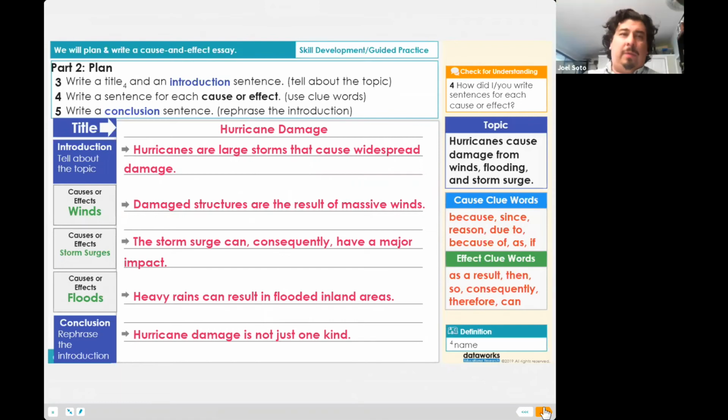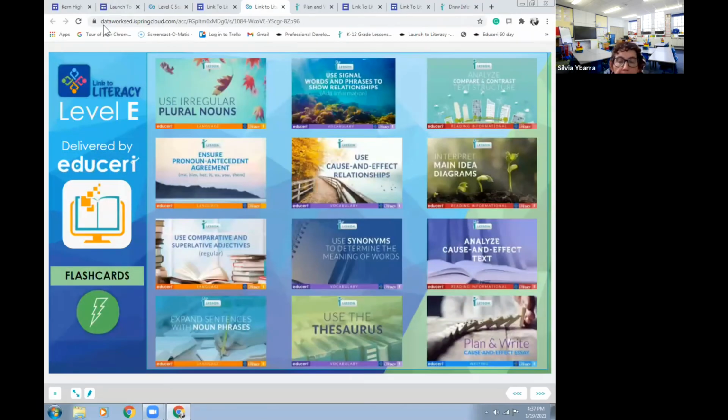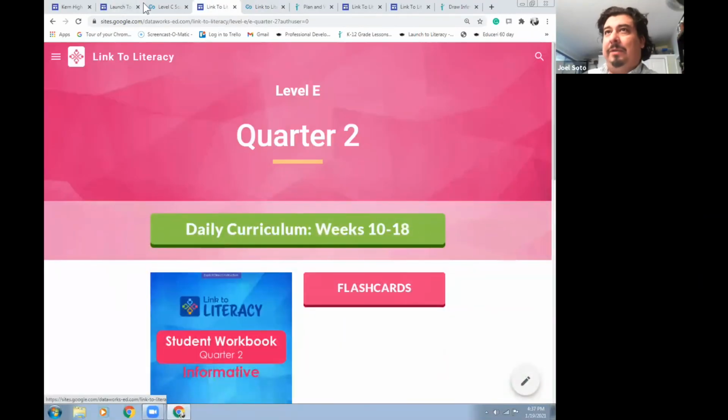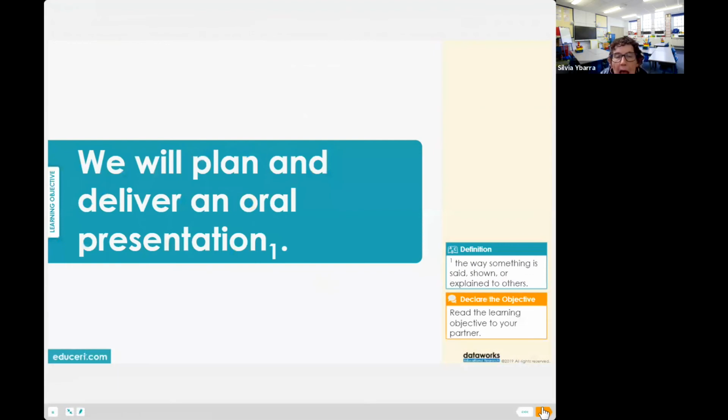Right. And then Sylvia, once again, this is all teacher driven, but I do know that we also have, when we finish level E and F, oral presentations that we like to do. And that's in quarter 4. Right, because we build up to that. Absolutely, we build up to that. And many teachers, they use it throughout all the quarters. That's plan and deliver an oral presentation.